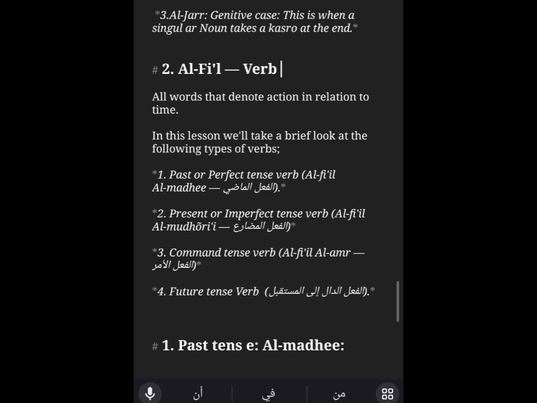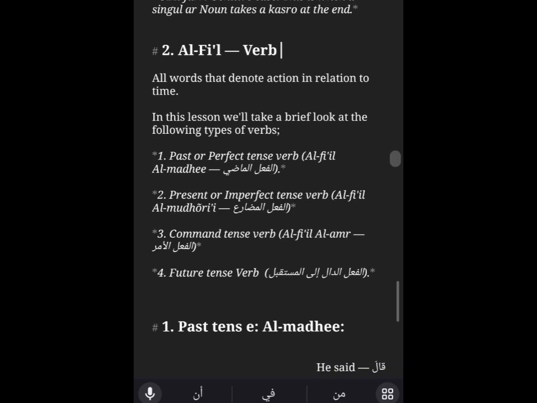So with a verb, whenever you rule time out of it, then it becomes a noun or something else. As for al-ism, time is not a factor. For a verb, time is a factor. Time is a what? It is a factor for a verb.